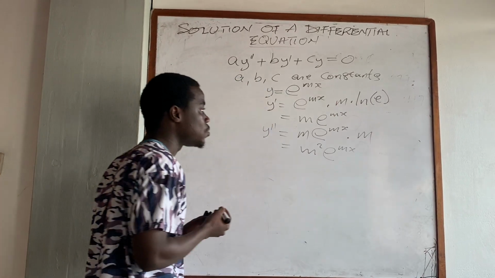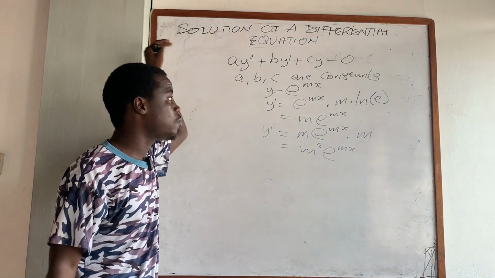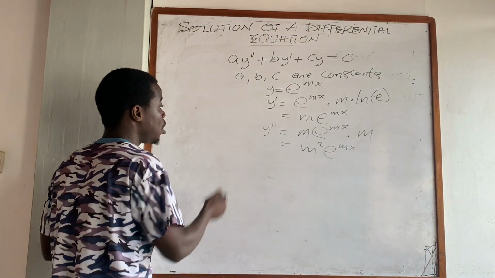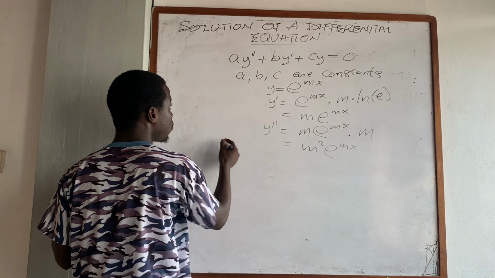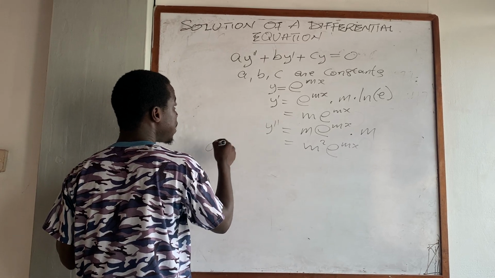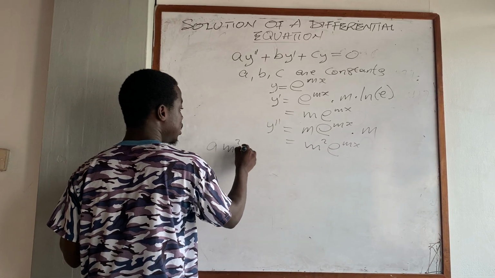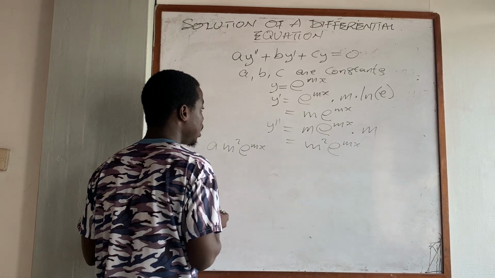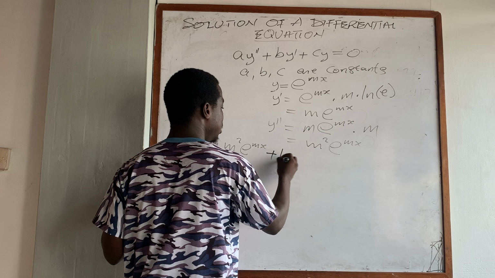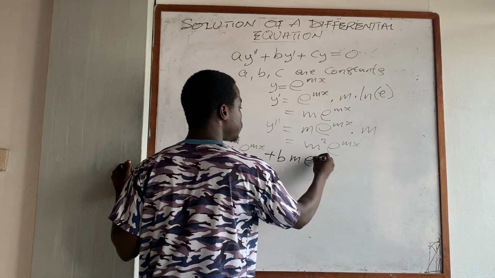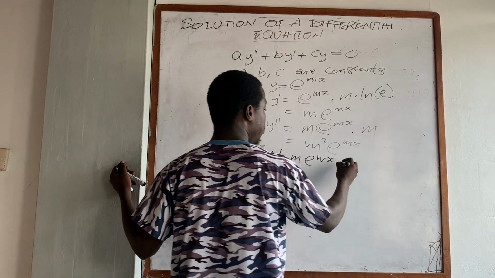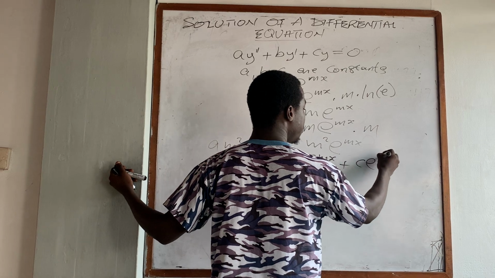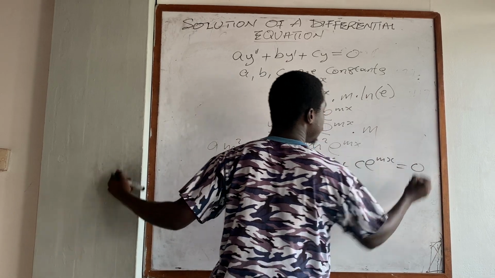Now let's do the substitution. So we will substitute all of them into the differential equation. Now if we do that, we will get a m squared e raised power mx, right? Then here we will get plus b m e raised power mx, then plus c e raised power mx, and is equal to 0.